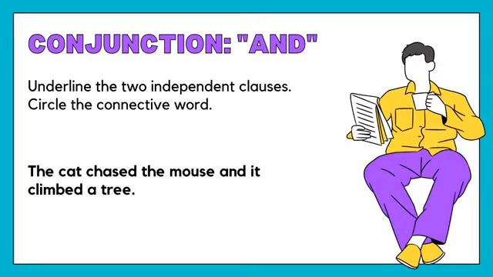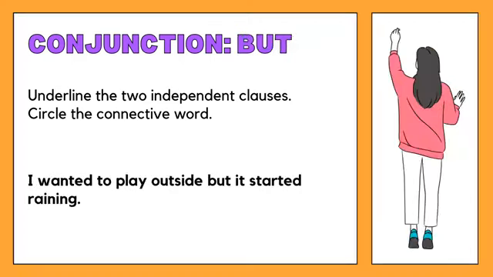Coordinating conjunction and. In this sentence, you are to underline the two independent clauses and circle the connective word. The cat chased the mouse and it climbed a tree. The cat chased the mouse is the first independent clause. It climbed a tree is another independent clause. And the word and is joining both of them. So the cat chased the mouse, it climbed a tree, joined together by the conjunction and, forming a compound sentence.